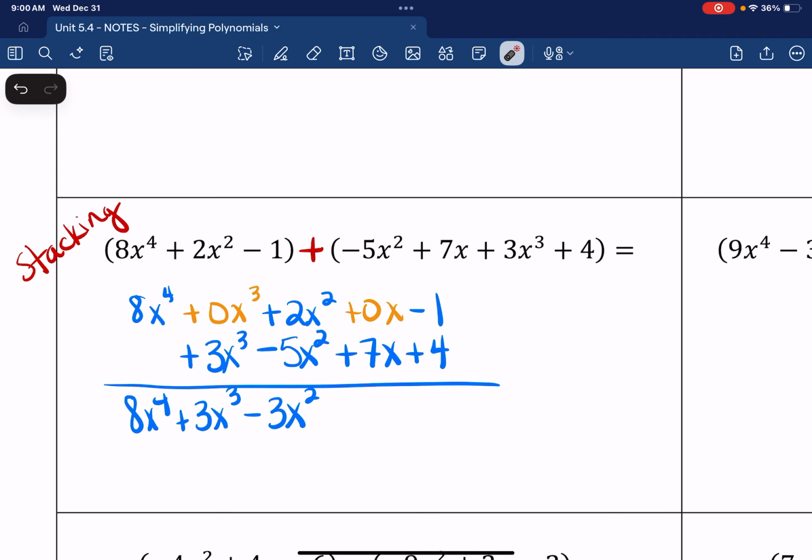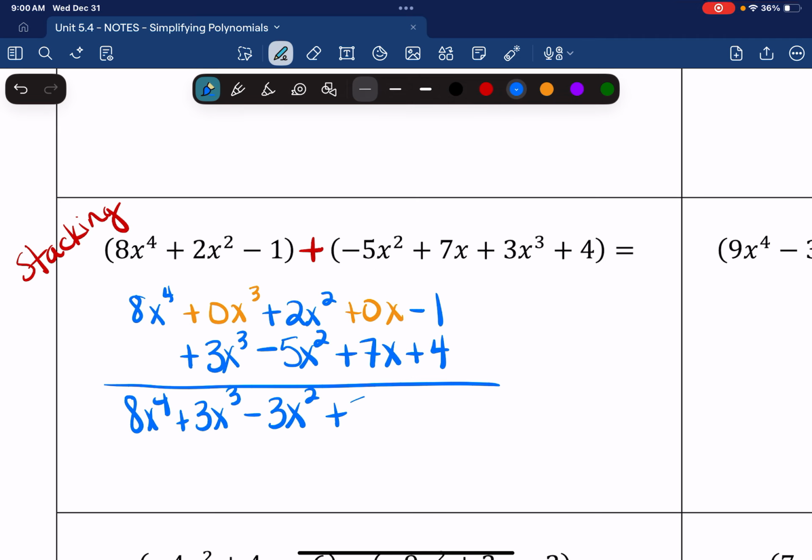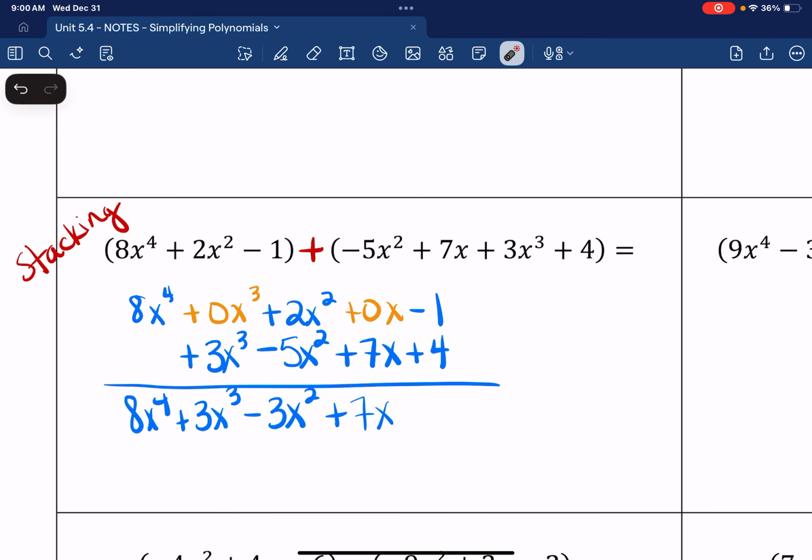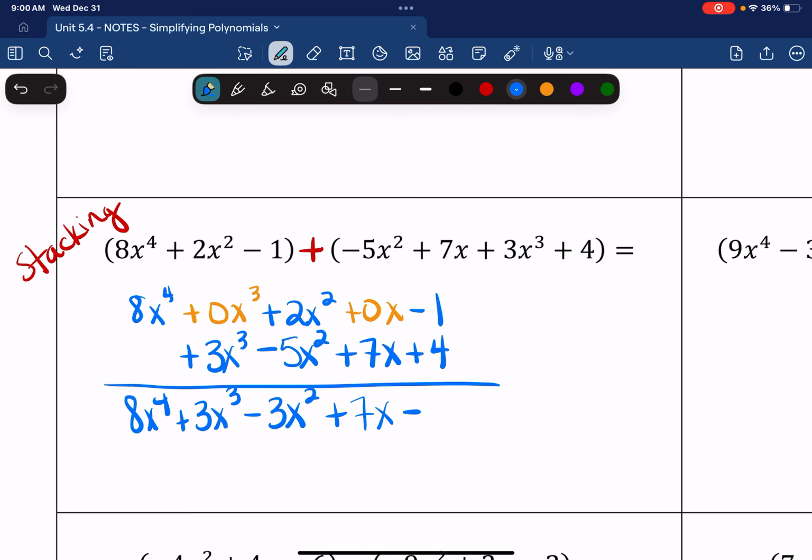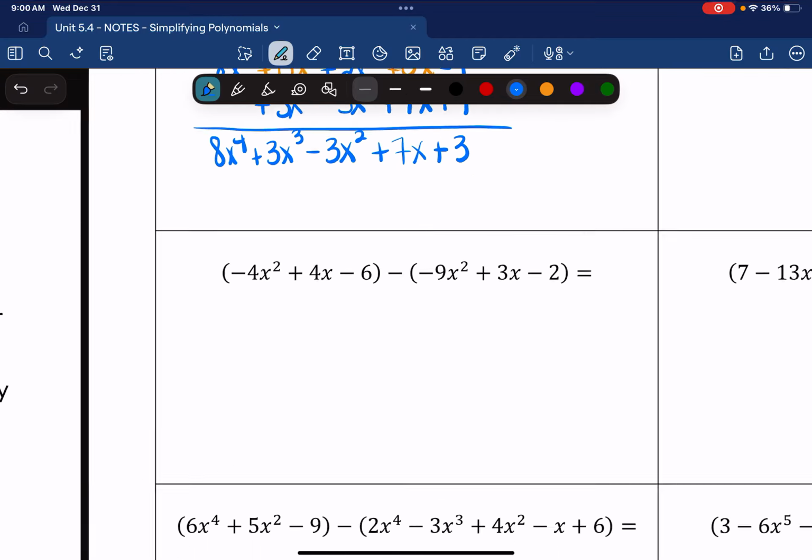0x plus 7x gives us plus 7x. And then, of course, we have our minus 1 plus 4 gives us our plus 3. And that's how you can use stacking to solve these problems when all of our terms don't necessarily match up. All right, let's look at the next two problems.